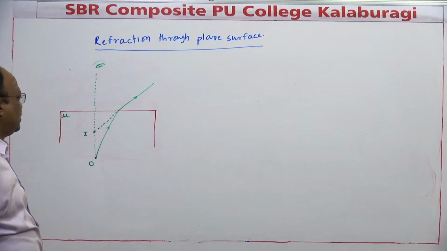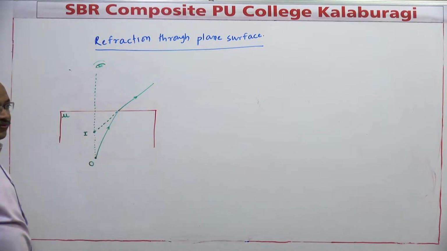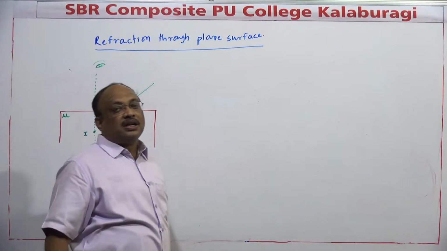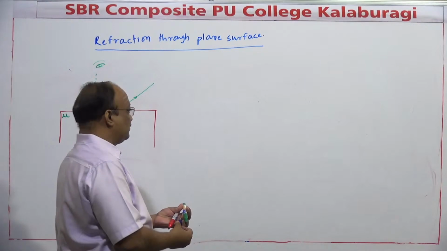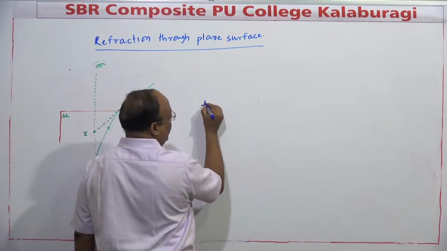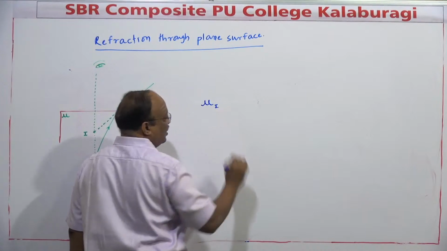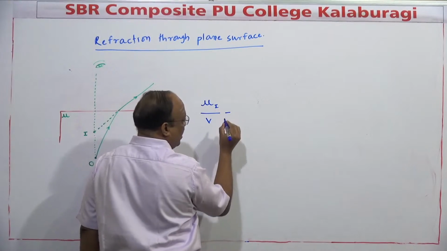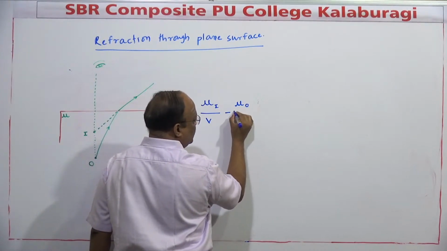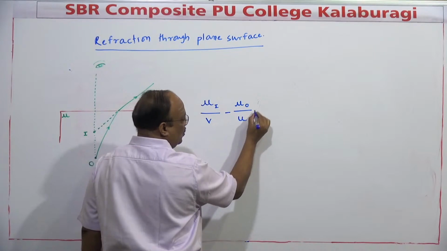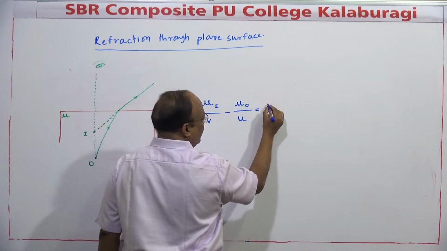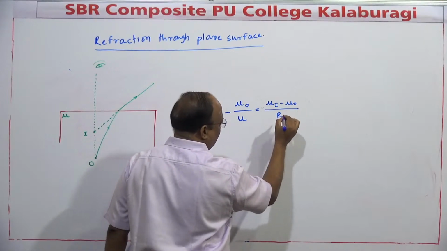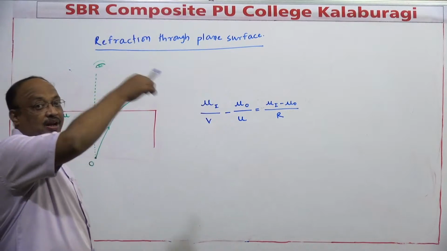As a shortcut to find the expression for this normal shift, we will use refraction through the curved surface. What is it? Refractive index of the image medium divided by V minus refractive index of the object medium divided by U is equal to mu I minus mu O by R. So this is for a curved surface.